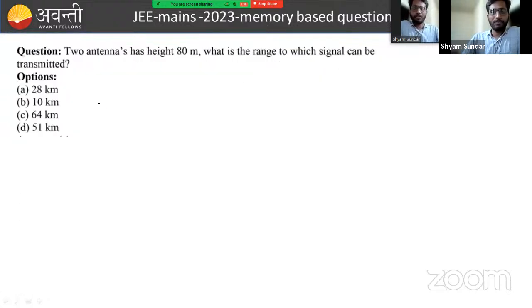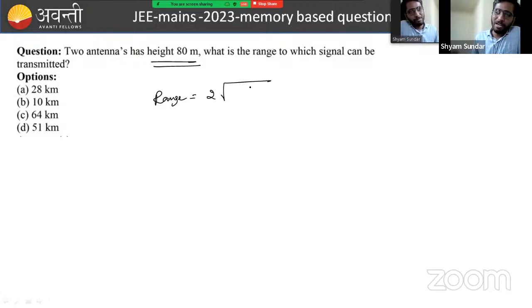I will give this question for homework. This is one question you can easily expect in your paper every time. Each and every time, I'm saying. In one paper, you can easily expect this question. An easy question: calculate the range, to find out the range of a radio signal.